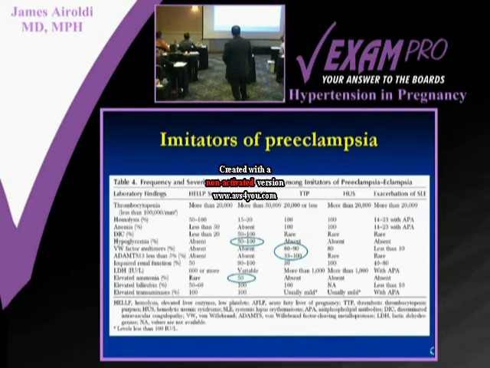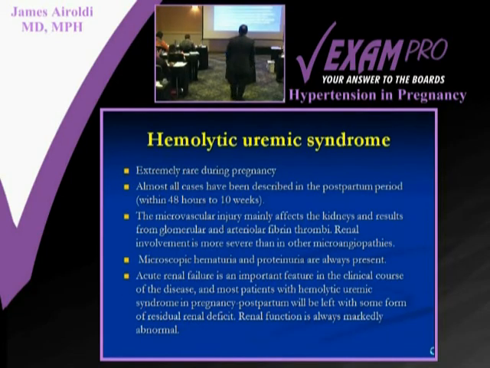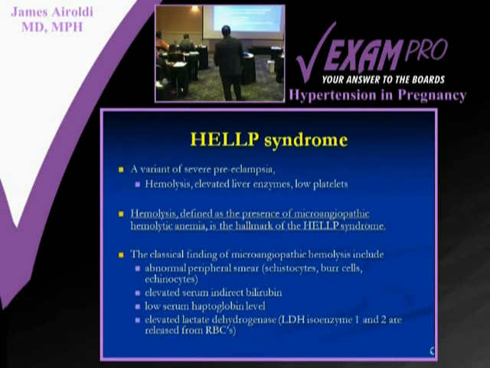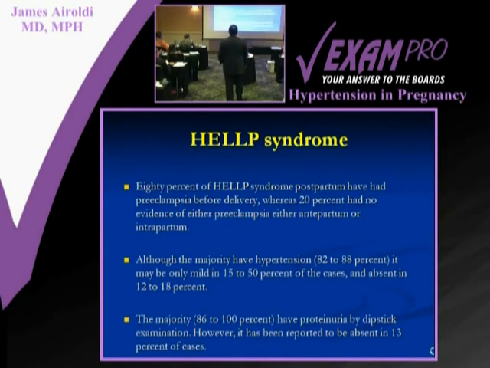There's a difference there. And then lastly, with the TTP, also these new tests, the von Willebrand factor multimers and the ADAMTS13, those are elevated, but that's kind of new stuff that's coming out. So we talked about acute fatty liver. HELP syndrome, you guys know about.